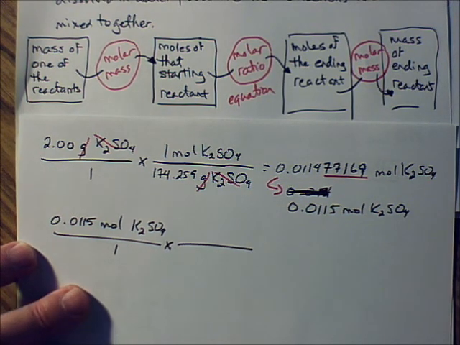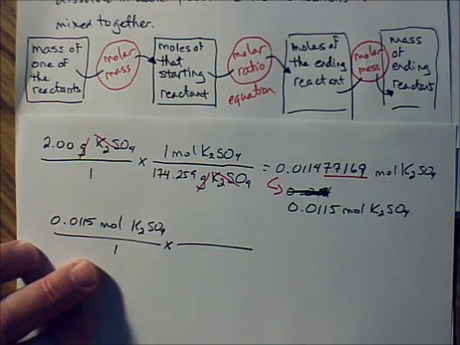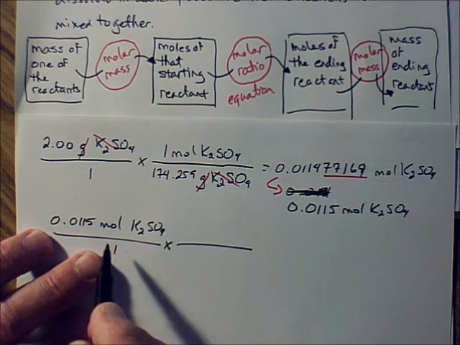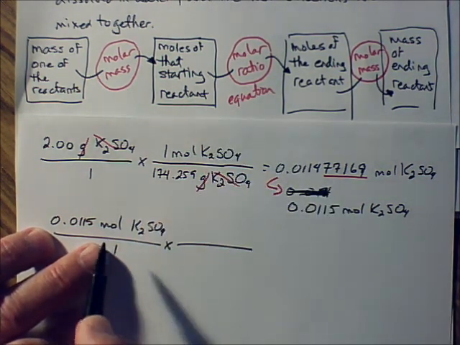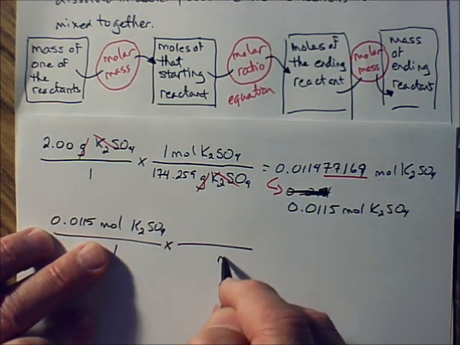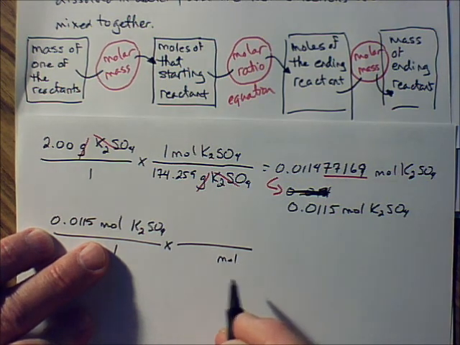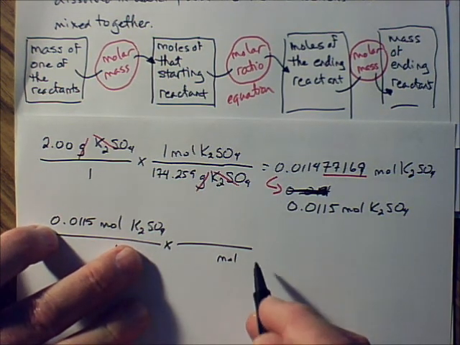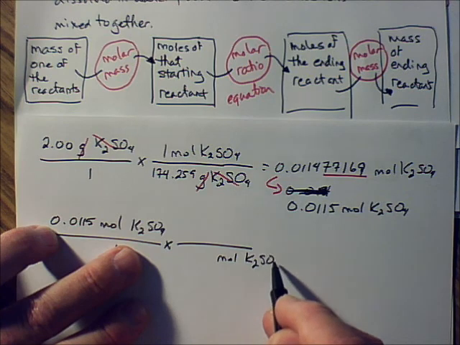We need a conversion factor here. This is going to be a molar ratio. We're going to have moles on the bottom because we've got to match the units on the bottom of this conversion, and the species have to match, K2SO4.